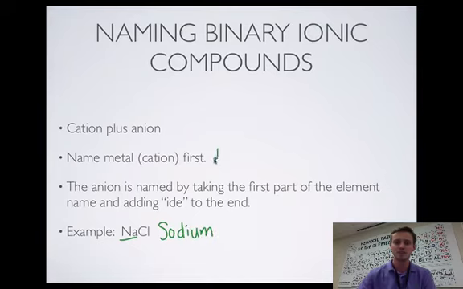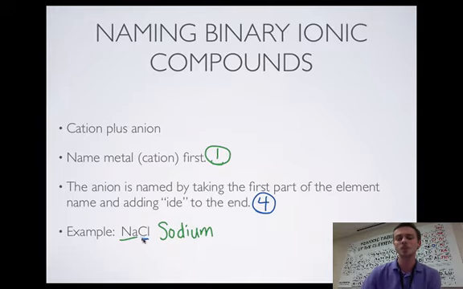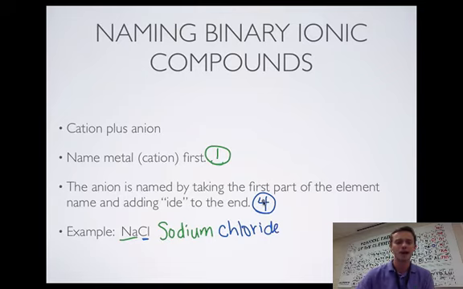Okay, so that's the first thing that I do. The second thing that I do is I'm going to take my anion, and this is a chlorine atom. Okay, it's a chlorine atom. But as an ion, because it's my anion, I'm going to change it from chlorine to chloride. I'm adding an IDE to the end. So I have sodium chloride.